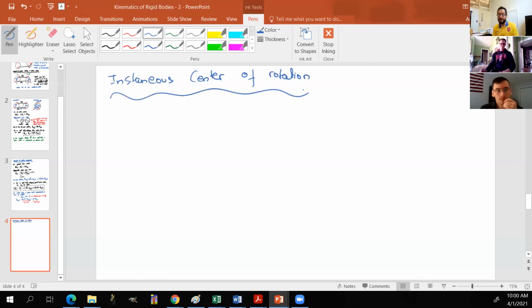Center of rotation. So what this means is that for any body in general plane motion, you can describe it as pure rotation at any particular instant. And that's why at any particular instant, if you just pick 2 points, you're good to go. All right, so let's get into it.